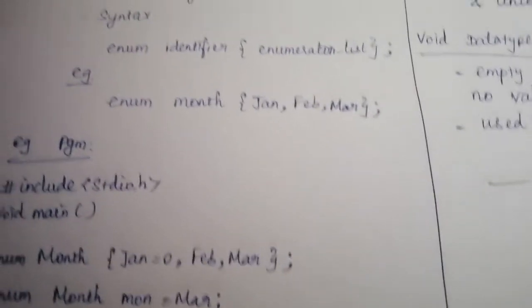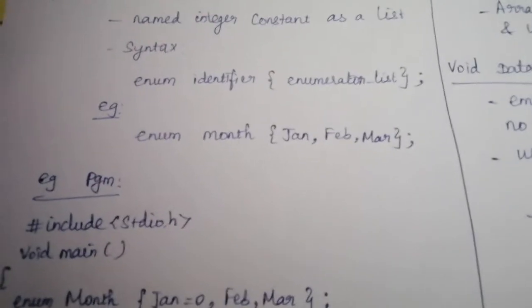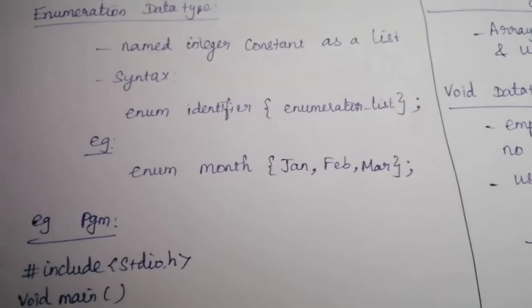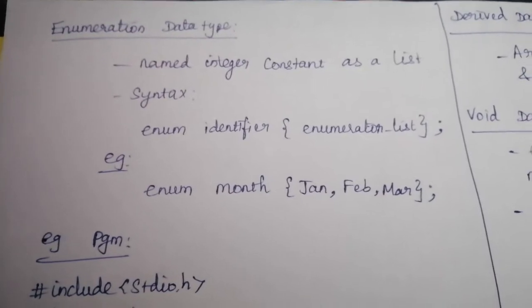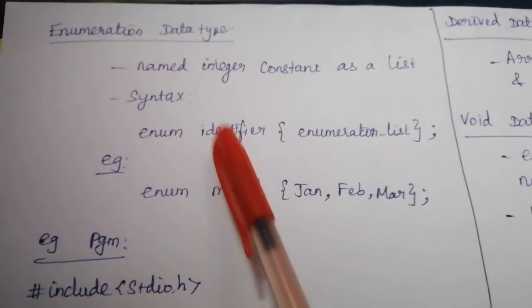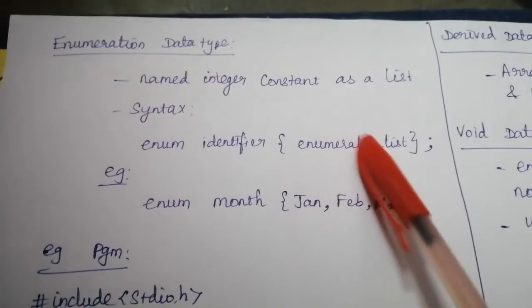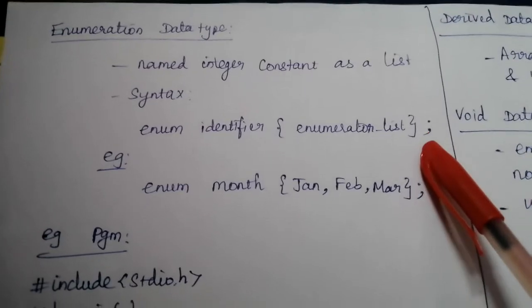Next we are going to discuss the enumeration data type. It has enum as a keyword, enum as a data type. So what is the enumeration data type? It consists of named integer constants as a list. This is the syntax: enum followed by an identifier name, and within curly braces we give the integer constants in list format. At the end it must contain a semicolon.